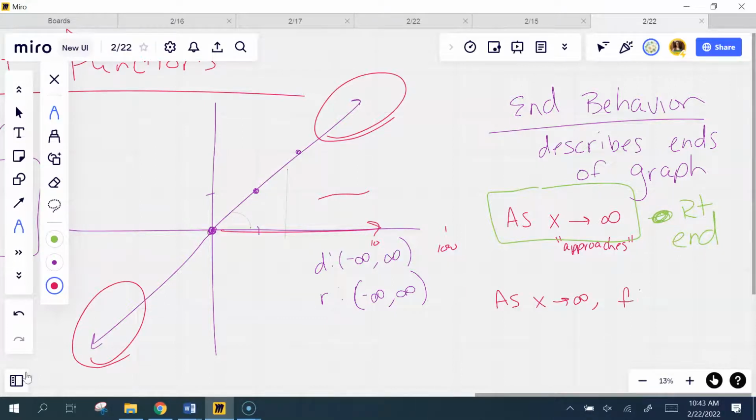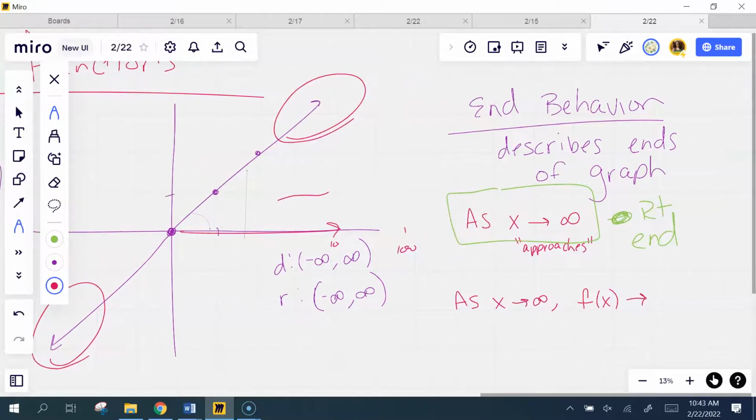Then it says f of x, and f of x is the same thing as what? Y. That's right. Y approaches, so now I'm talking about y. So instead of left or right, I'm talking about up or down. What do you think this approaches? What does y do? If I'm looking at the right side of the graph, it's increasing, right? Look, the right side of the graph is going up.